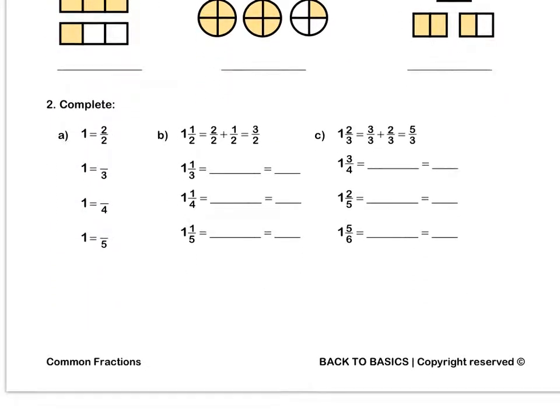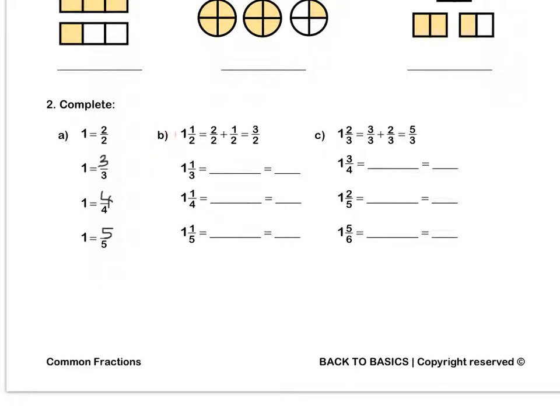Question 2. 1 whole is equal to 2 halves. 1 whole is equal to 3 thirds. 1 whole is equal to 4 quarters. And 1 whole is also equal to 5/5.